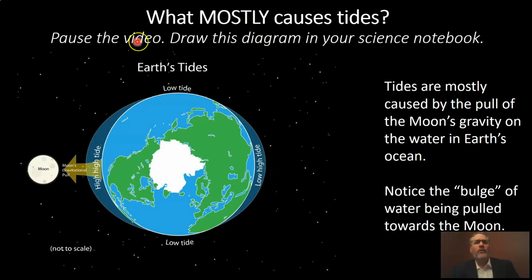Before we move on though, I do want you to pause the video and draw this diagram in your science notebook. I don't need you to write these things down unless you think you need them. If you think you need them, then please do. If you think you can remember what I said, this diagram should be enough. Yes, it needs to be in color. Go ahead and pause your video.